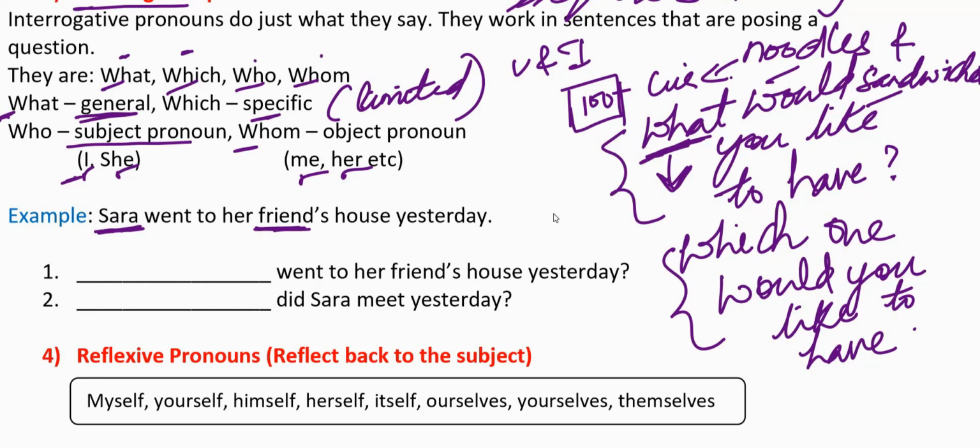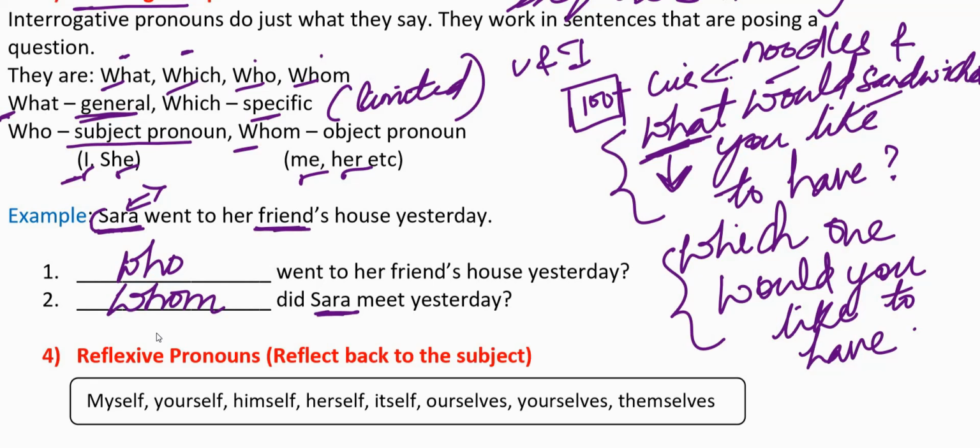We use who when we don't know who the subject is, when we are not introduced to the subject. Who is used in order to introduce the subject. We don't know who went, and that is why we are using who went to her friend's house yesterday. In the second case, we are not introducing Sarah because we know that Sarah went to meet someone. Now we don't know who that someone is. That is why we write whom here. Whom did Sarah meet yesterday?